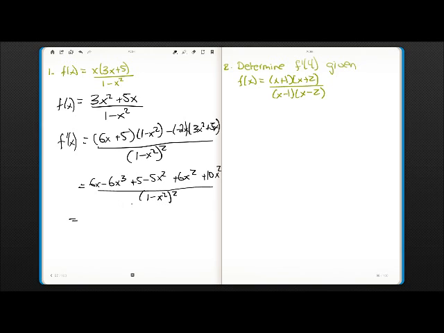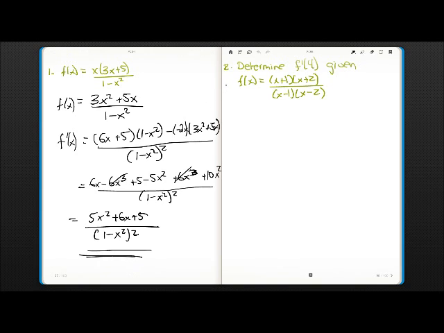Now just collect like terms. Oh, sorry, this is 6x cubed. So just collect like terms and these two will cancel out. And you'll just be left with 5x squared plus 6x plus 5, sorry, all over 1 minus x squared squared. So that's the derivative, simplified.